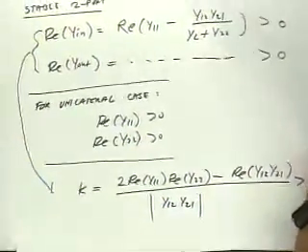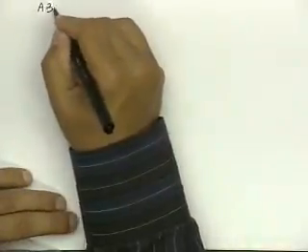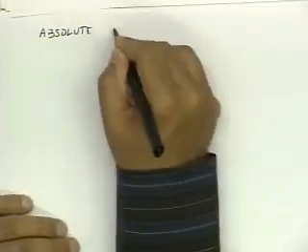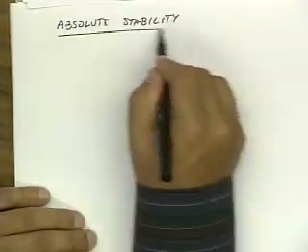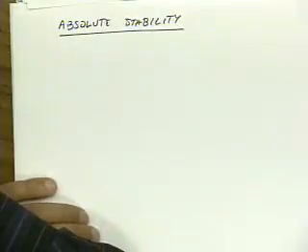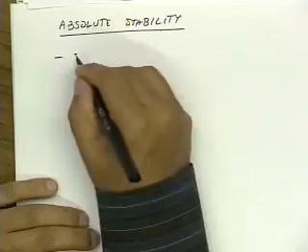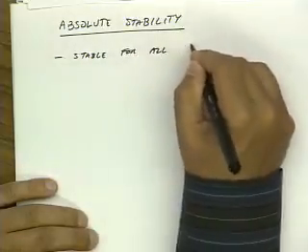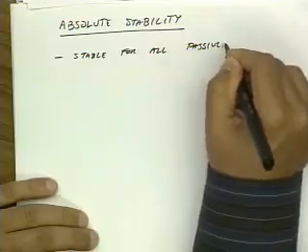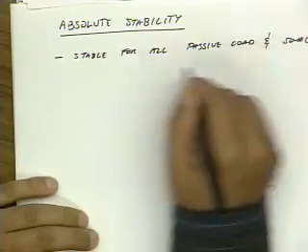Okay. So let's define absolute stability. If I say a two-port is absolutely stable, that means that it's stable for all passive load and source terminations.